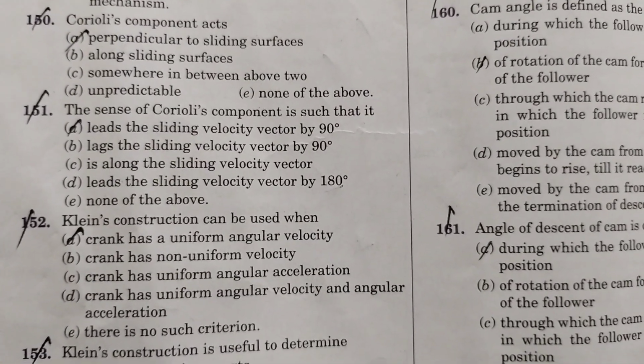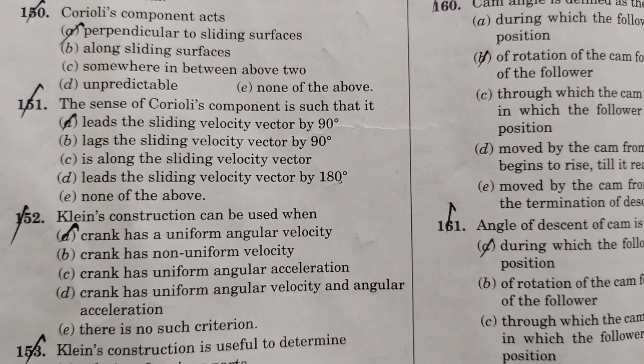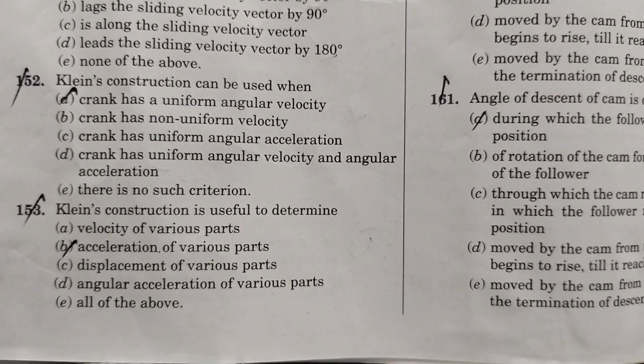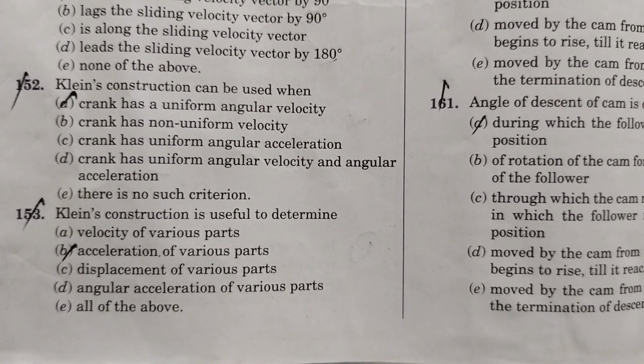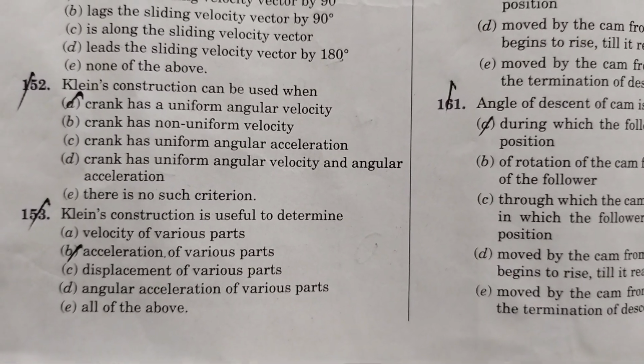Klein's construction can be used when the crank has a uniform angular velocity. Klein's construction is useful to determine the acceleration of various points.